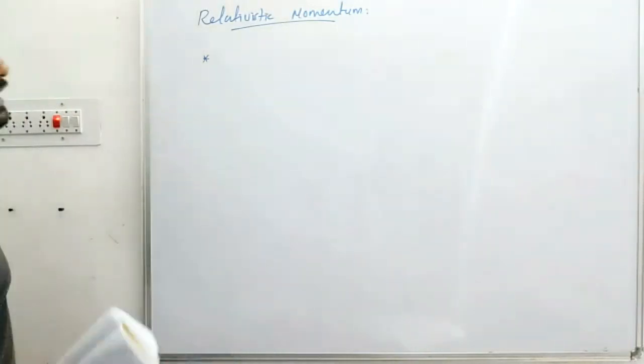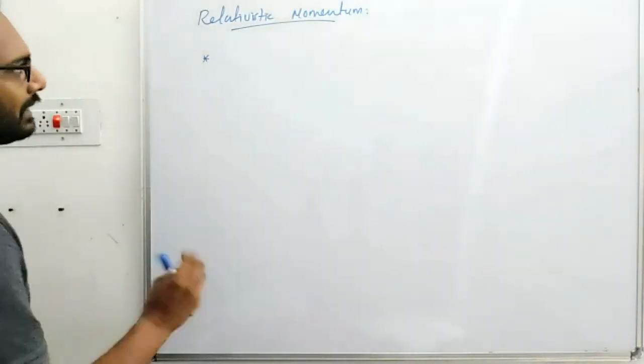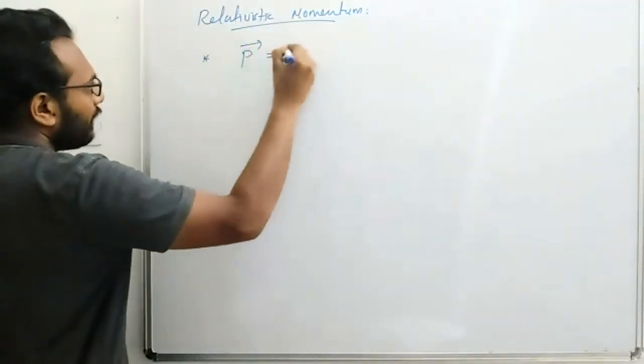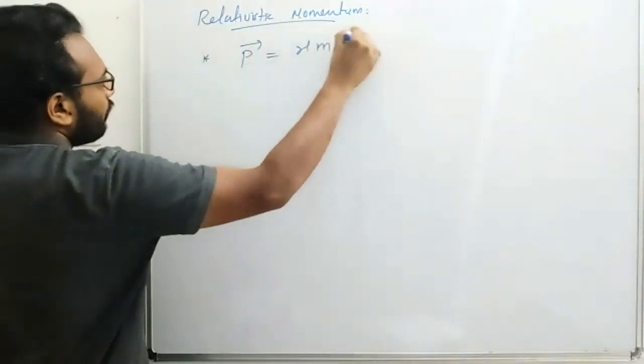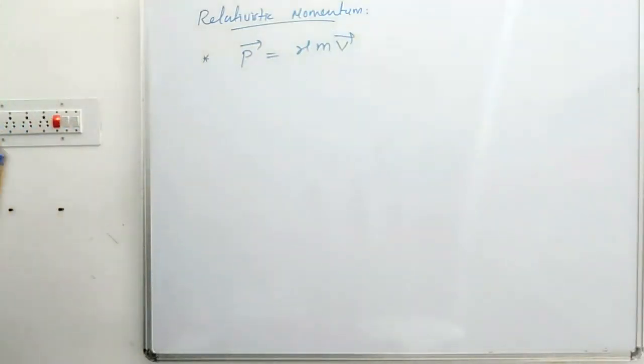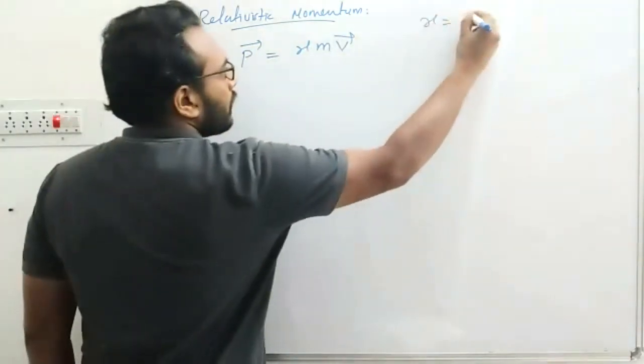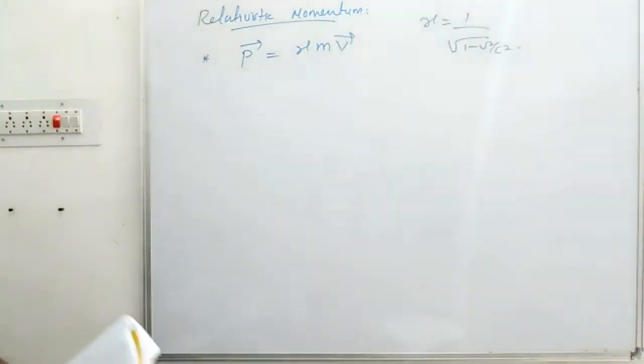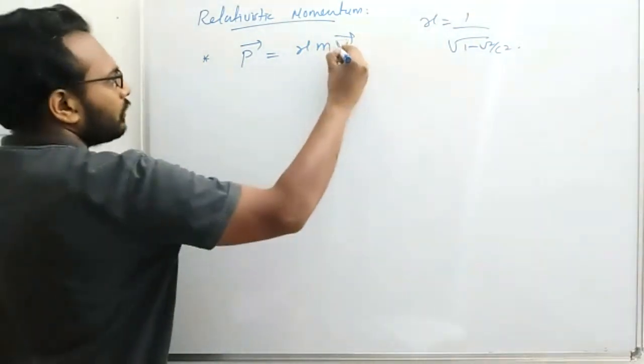Now, if you look at particle collisions and use relativistic velocity, you will see that if momentum is conserved, you have to define it as gamma mv, not as mv, where gamma is 1 by square root of 1 minus v square by c square. P is equal to gamma mv. So this is the relation for momentum.